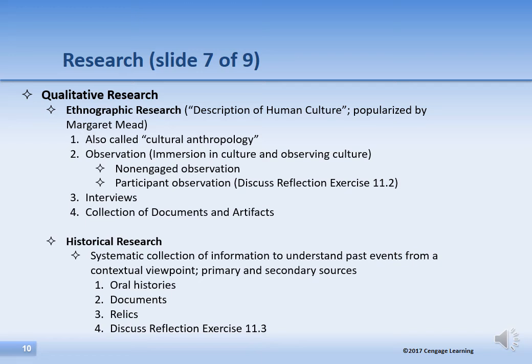In historical research, this is a systematic collection of information to understand past events from the contextual viewpoint. This includes primary and secondary sources. A couple things to consider are oral histories that are passed down from generation to generation, documents that can be reviewed and collected, relics, and there's more detailed discussion about historical research in exercise 11.3.